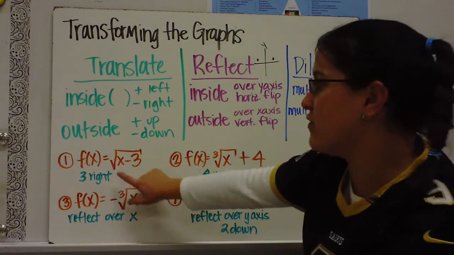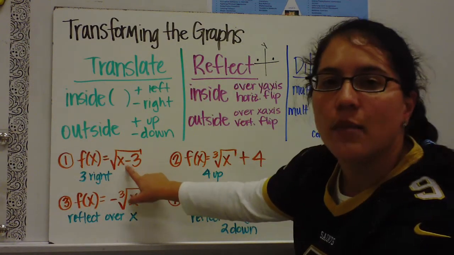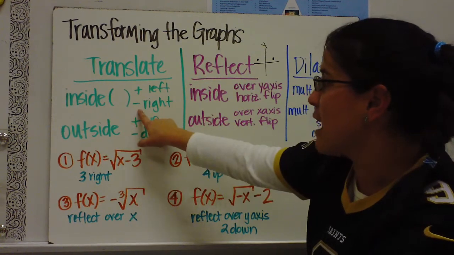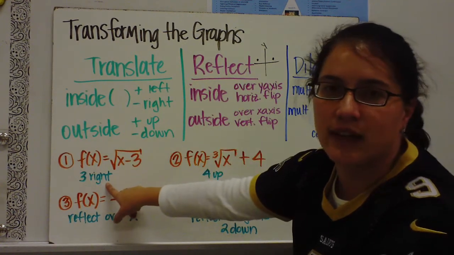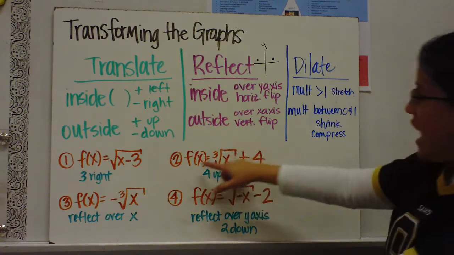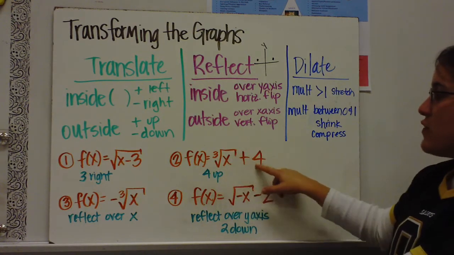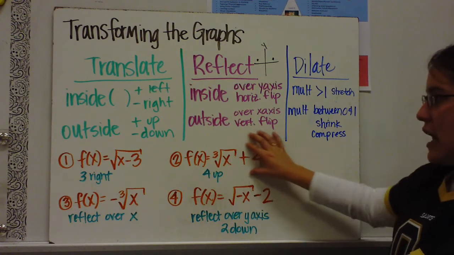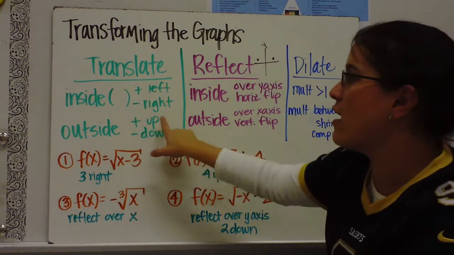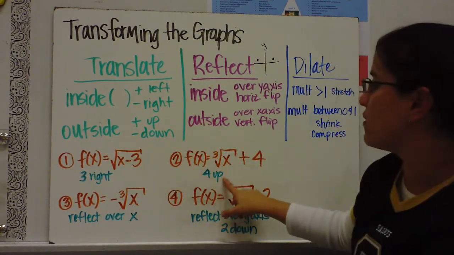The first one, we have the square root of x minus 3. Because it's on the inside and it's minus, that means we're going to go 3 to the right. All right? This is the cube root of x plus 4. This is on the outside and it's plus 4. So since it's on the outside, that means we're going to go up 4. That's what I wrote.